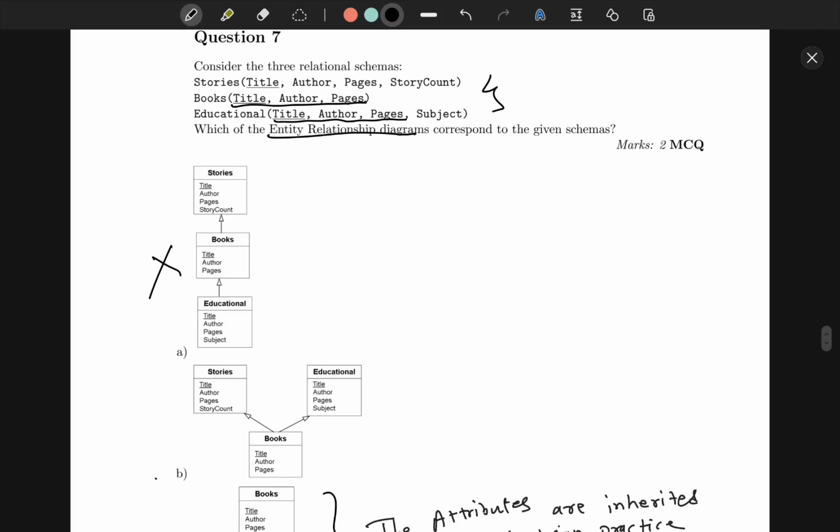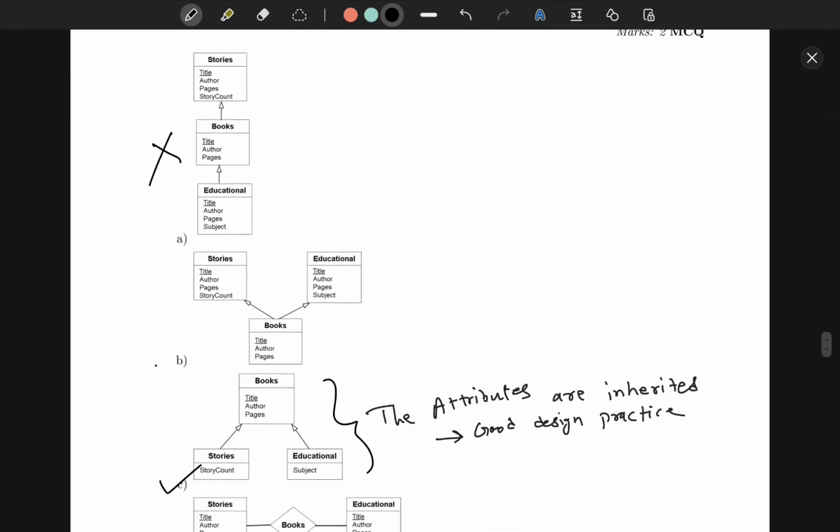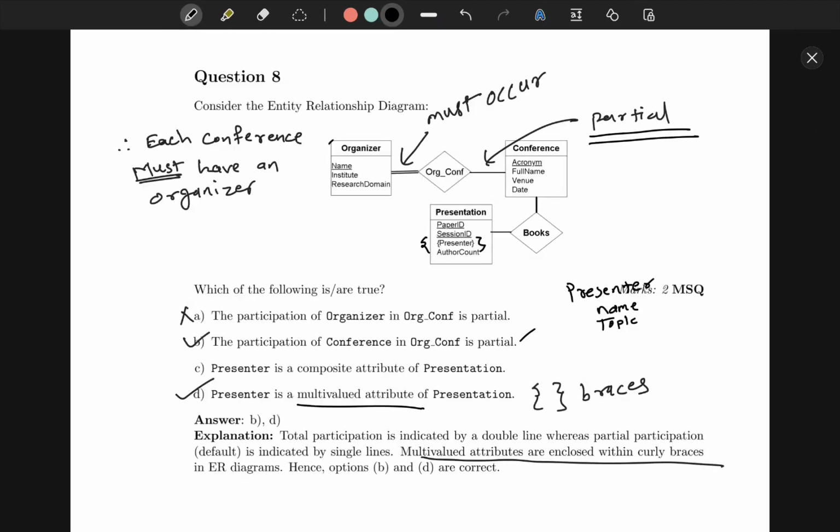So question number 7 is on ER diagrams, where we are given 3 schemas, out of which the 2 succeeding schemas inherit, that is, they have common properties and attributes from the first schema, the story schema. The correct inheritance is option number B, where the attributes are inherited, which is a good design practice. Hence, the redundancy is reduced. Moving on to question number 8.